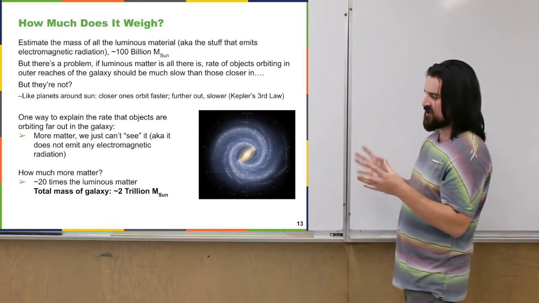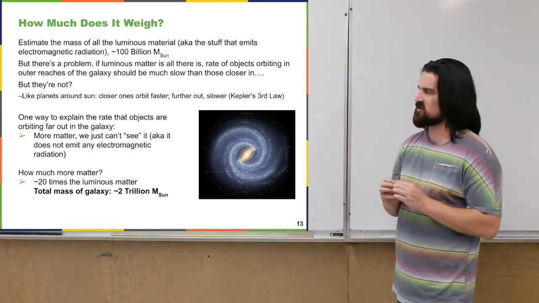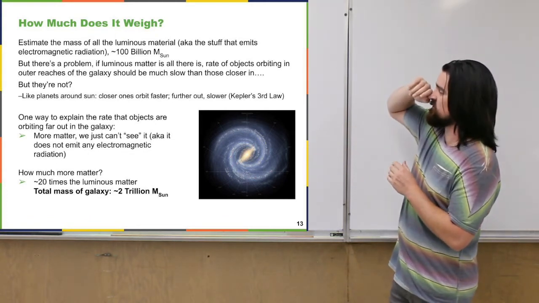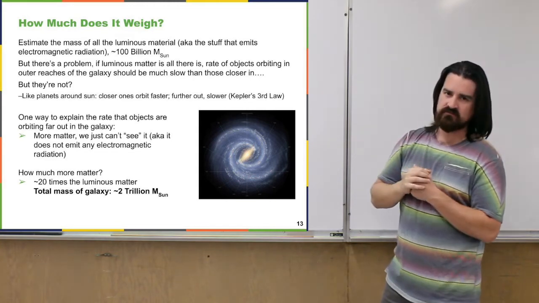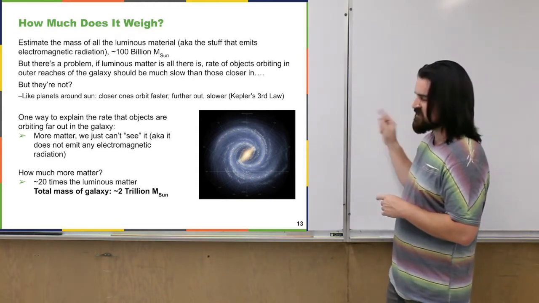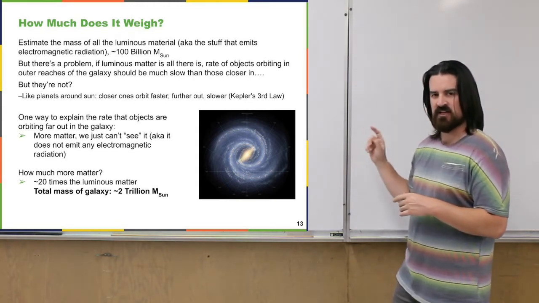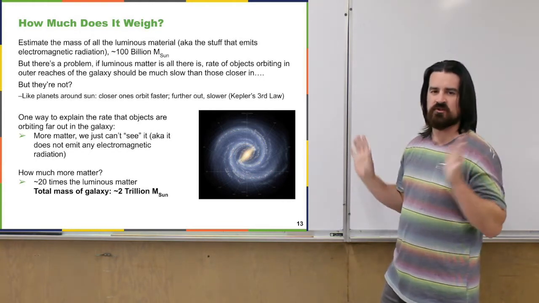The total mass of the galaxy is like 2 trillion times the mass of the sun, and all the luminous stuff only makes up 100 billion. That says that about 95% of the matter that makes up our galaxy is stuff that we just don't know much about.